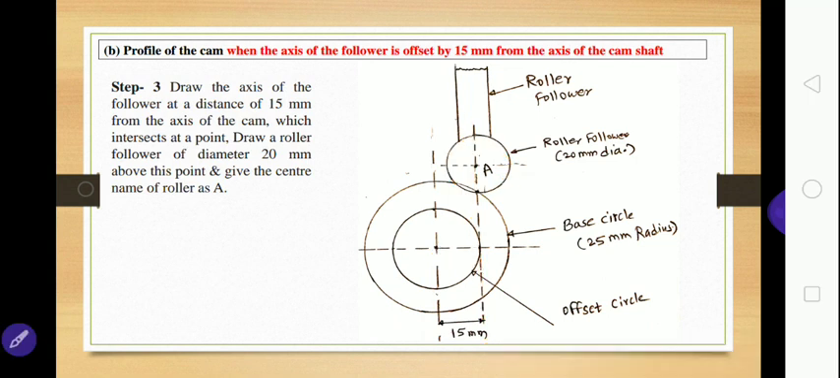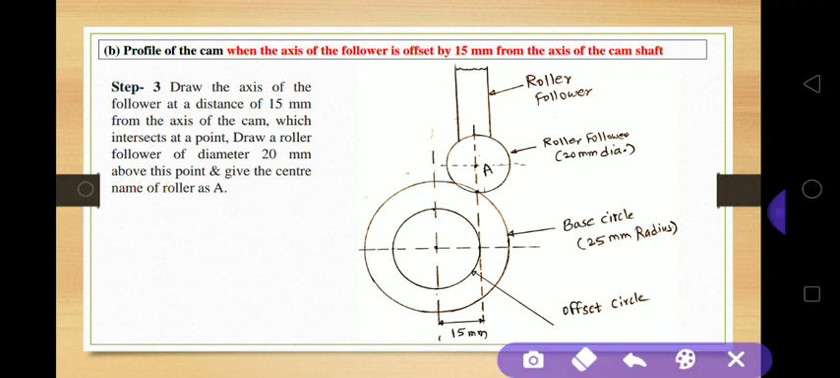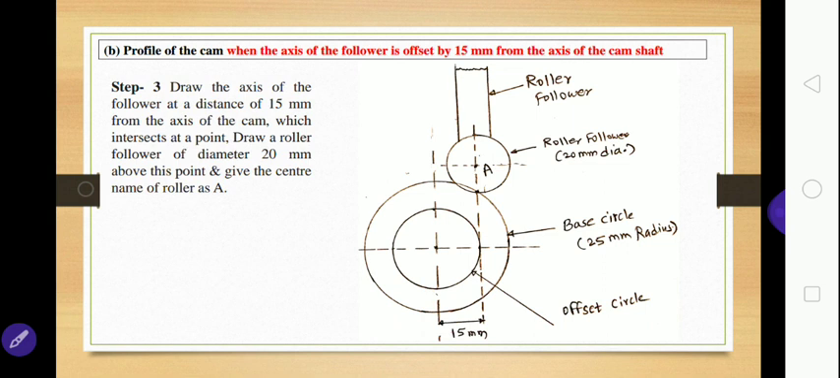Now in the third step we have to draw the axis of the follower at a distance of 15 mm from the axis of the cam, which intersects the base circle at a point, and draw a roller follower of diameter 20 mm above this point. So above the point where this 15 mm line cuts the base circle, draw one circle with a diameter of 20 mm, and this will be our roller follower. Give the name A point to the center of the roller follower. This is the third step.